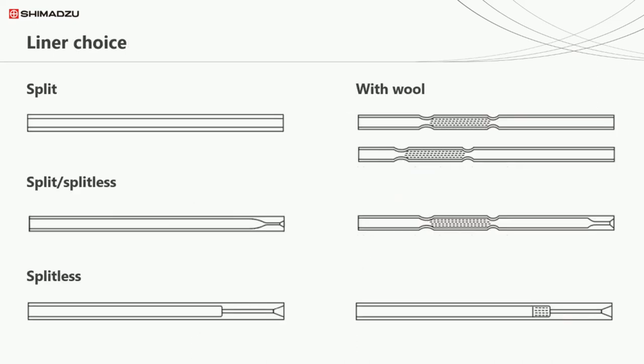The final thing to consider with your inlet is the liner. As we discussed last time, there are a huge number of liner choices available, varying in geometry, packing, and coating. If you're unsure where to start, speak to your GC vendor or preferred consumable supplier, and they'll be able to make suggestions.